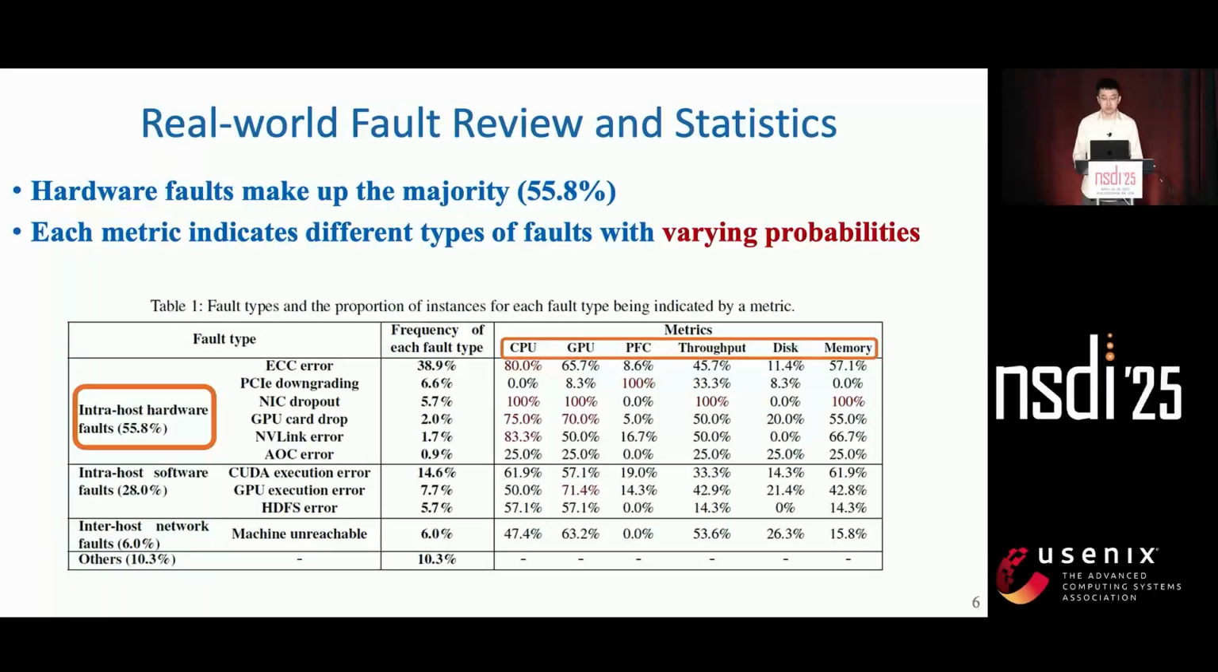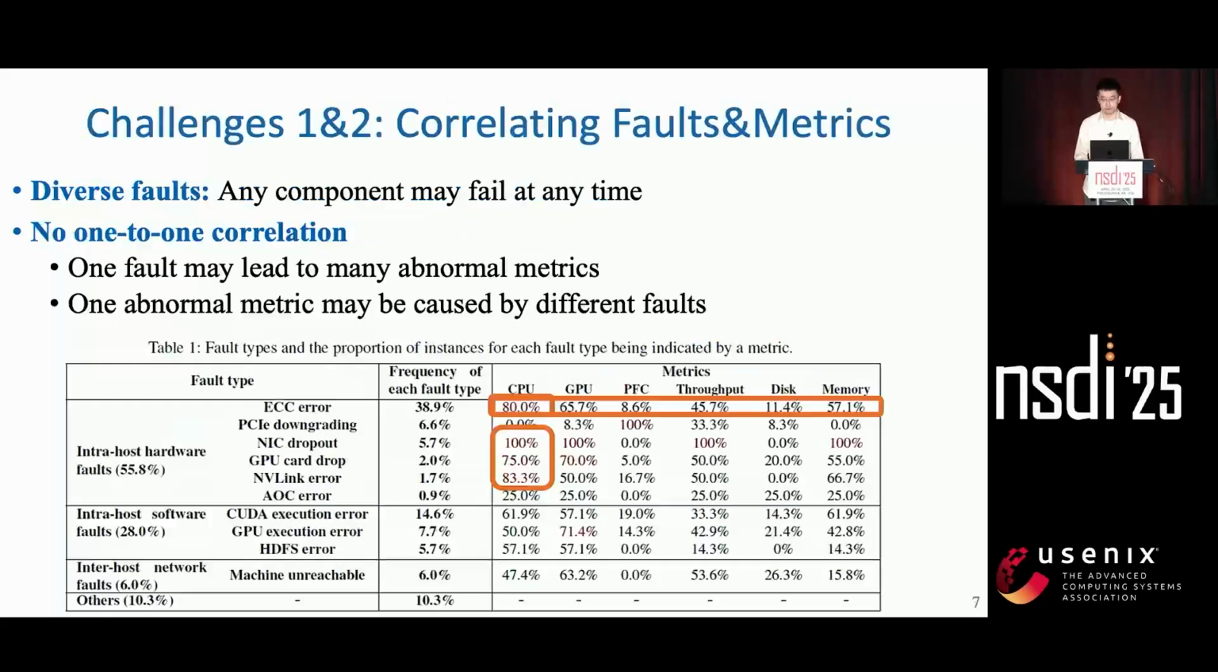To address this, we first conducted an in-depth analysis of fault occurrence over 7 months of data in 2023 and 2024 from the production environment at ByteDance. This table summarizes the types of faults, their frequencies, and the proportion of each type that a metric could indicate. Our analysis revealed that hardware faults constitute the majority of issues. Additionally, each metric shows varying probabilities of signaling different types of faults.